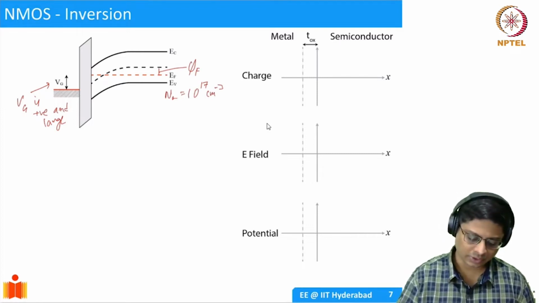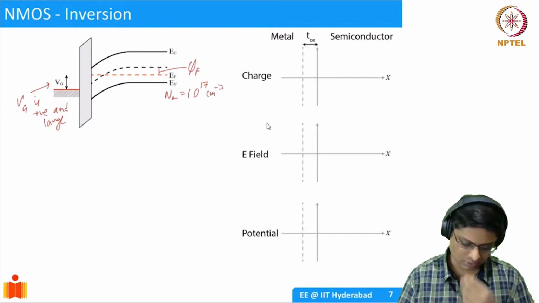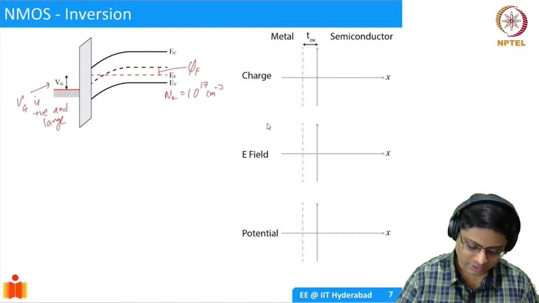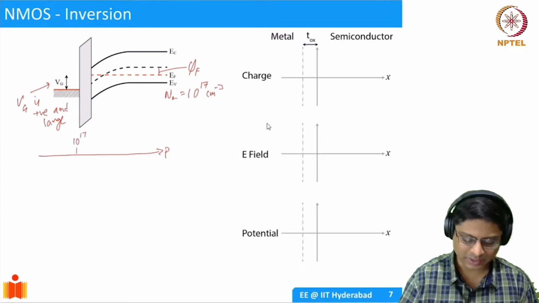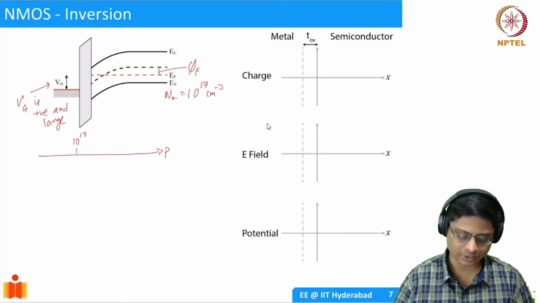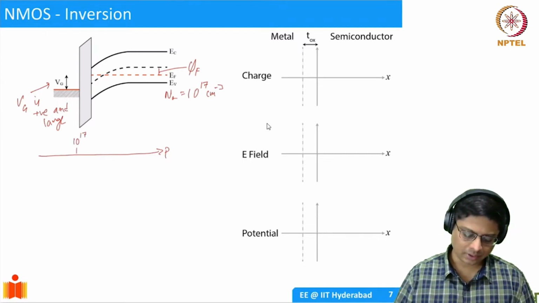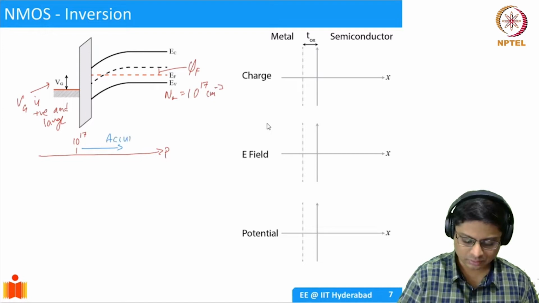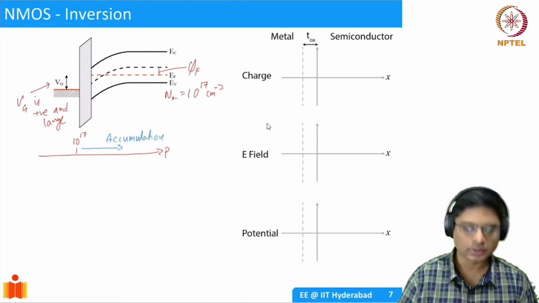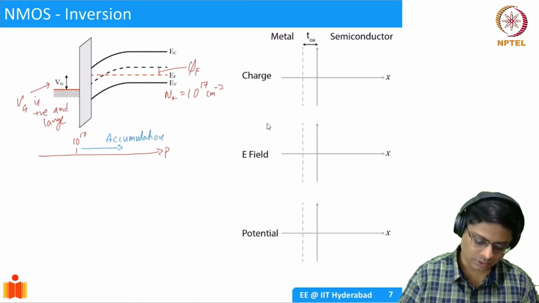say the hole concentration, if this is p and I have my 10 power 17 at equilibrium, then if I increase my hole concentration, I'm calling this accumulation. And when I go lower than this, I'm calling it depletion.